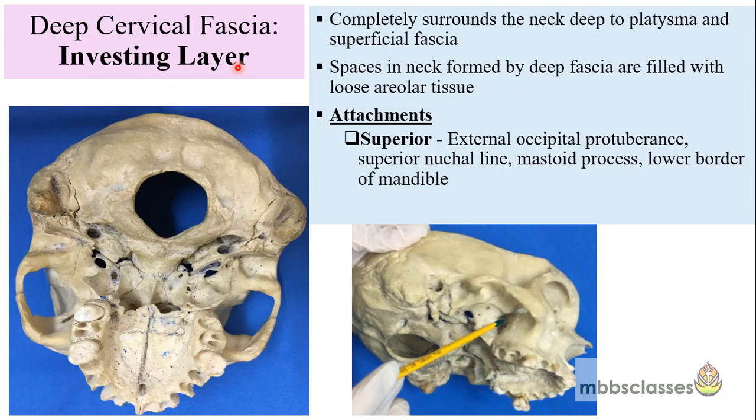So we know that it is called the investing layer because it invests the muscles of the neck and the muscles of mastication. If we see the superior attachment, it is attached superiorly to the external occipital protuberance. This is the external occipital protuberance. It is attached to the superior nuchal line and to the mastoids. So this is the superior attachment.